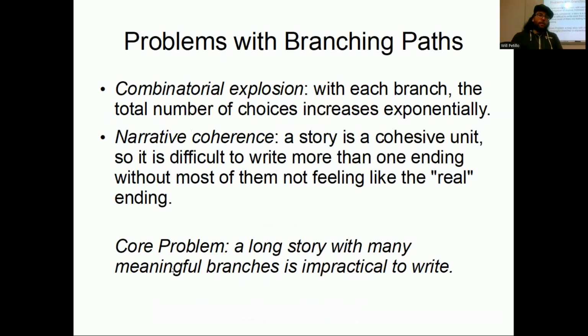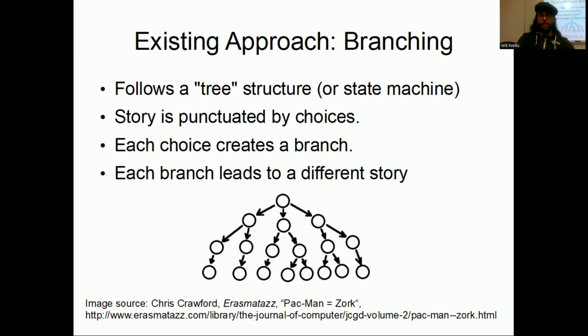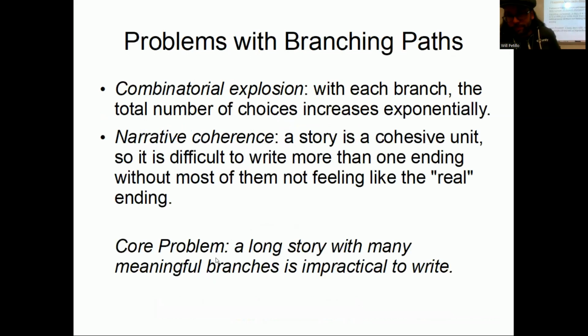This has some very basic problems. The big one is combinatorial explosion. That is, with each branch, the total number of choices increases exponentially. And you can see this in this diagram right here. Right now, we've only made 3 choices, and we have all these nodes in this last one. And after not very many choices, this gets impossible to write.